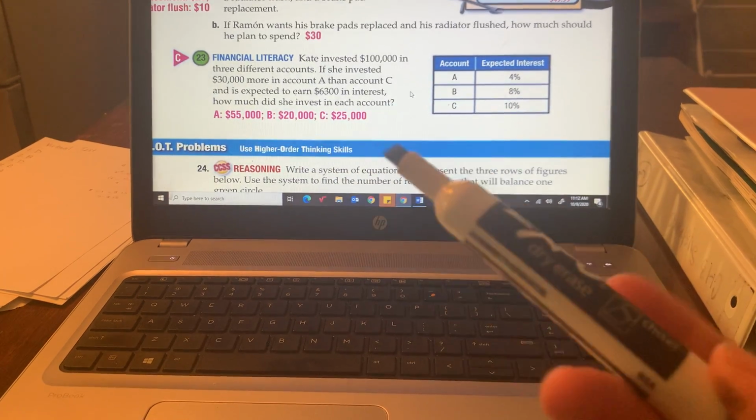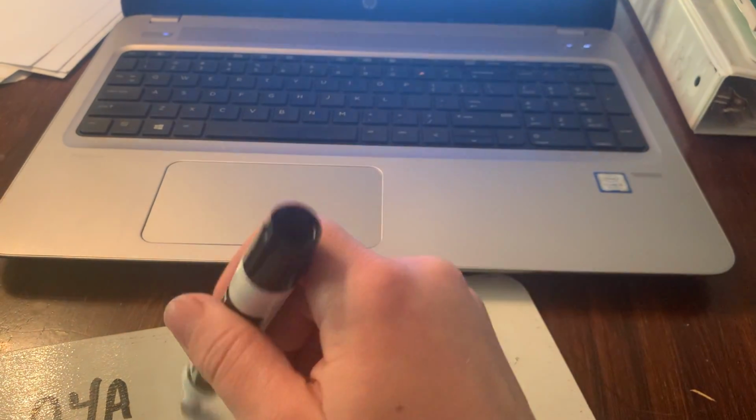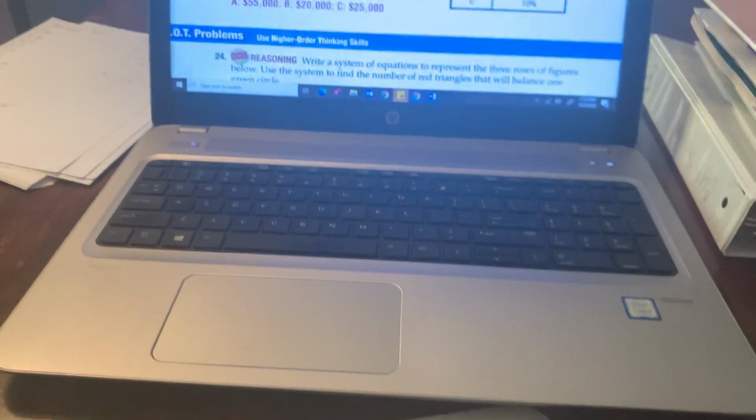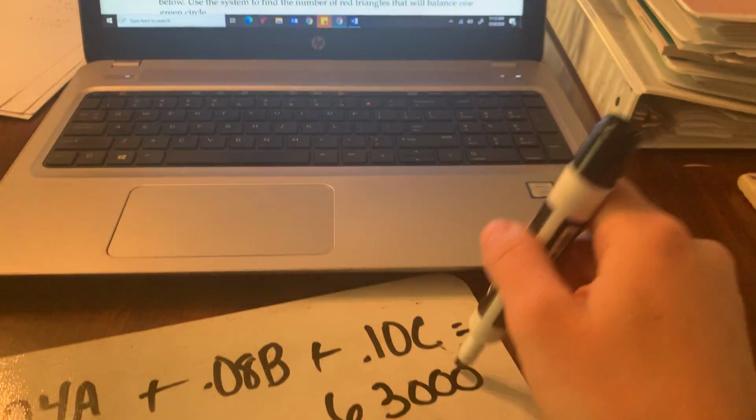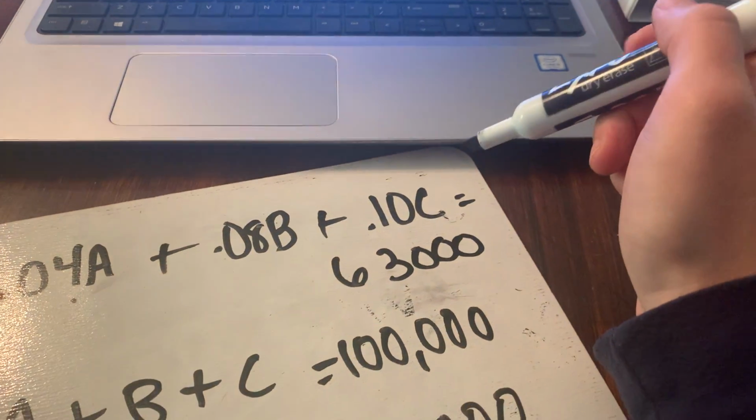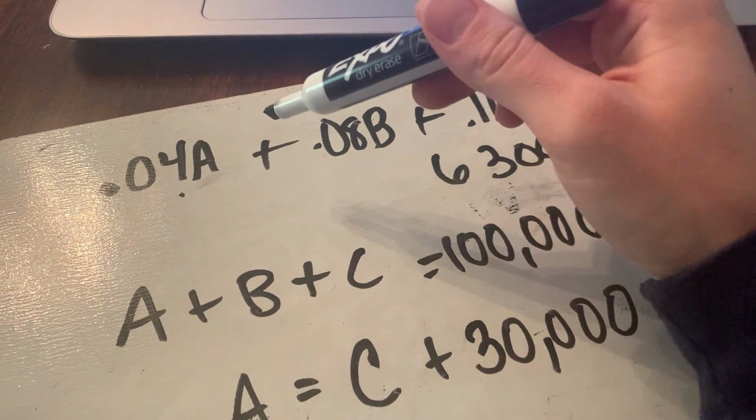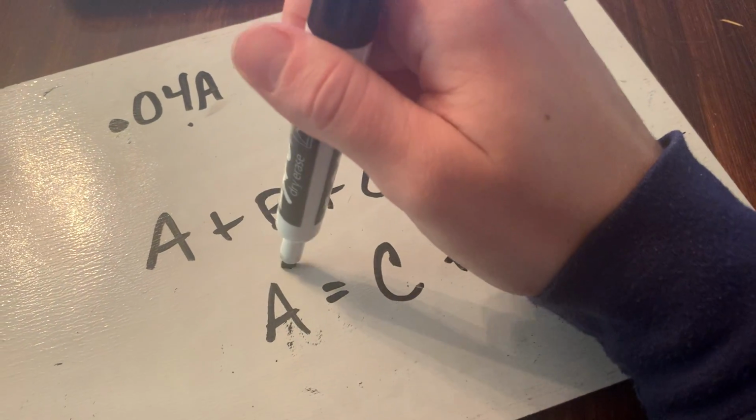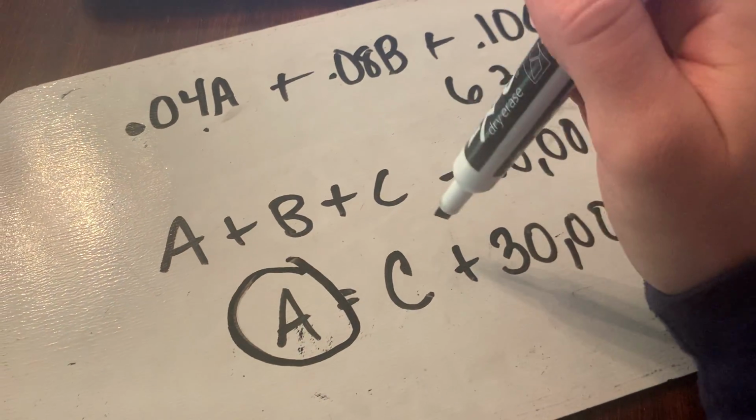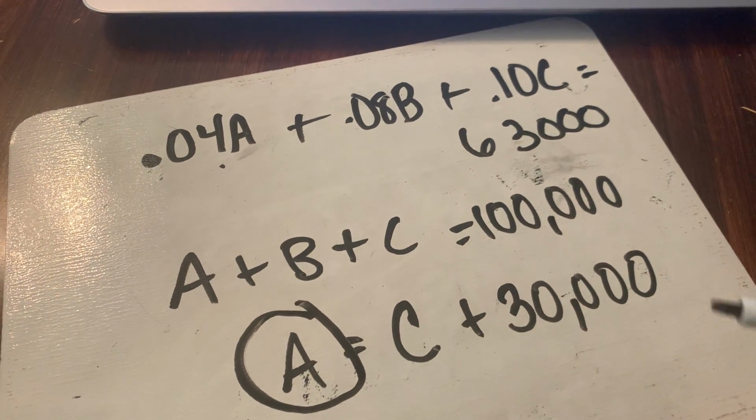It says she's expected to earn $6,300. So if she gets 4% off of account A, 8% off account B, and 6% off account C, and you total them up, you should get $6,300. Okay? It's always gonna be 3 equations: amount, money or percent, and then comparison. So every time, same thing again, every time you see an A, replace it with C plus 30,000.